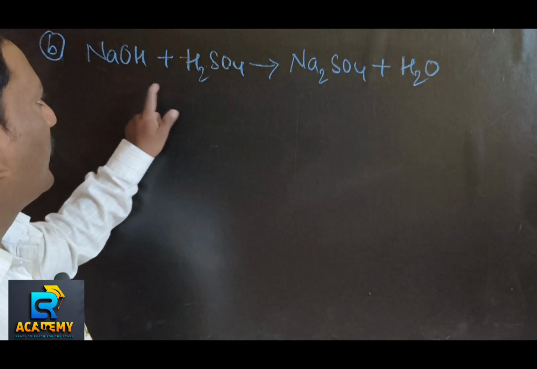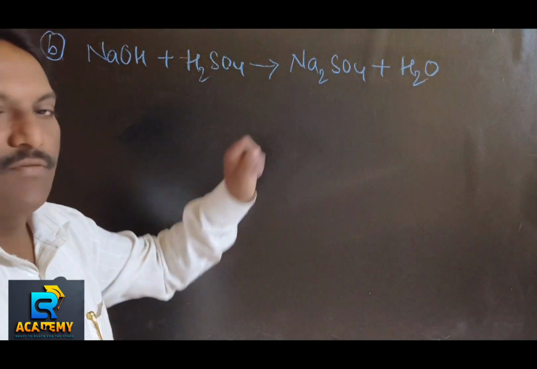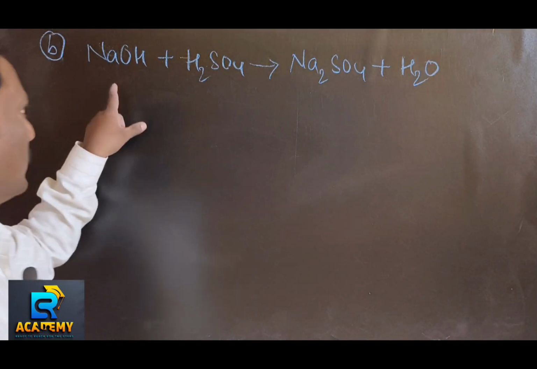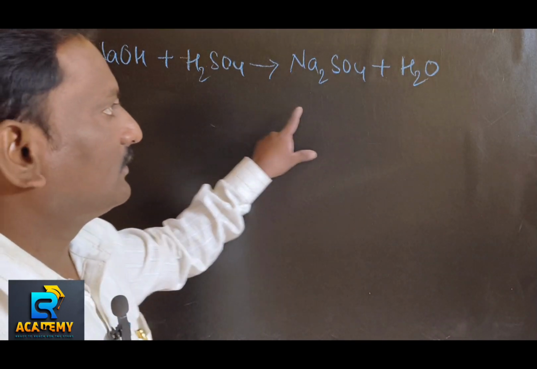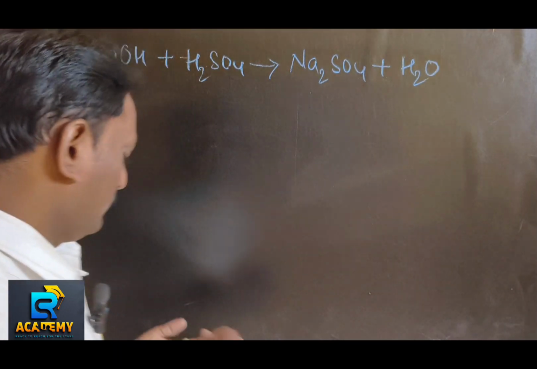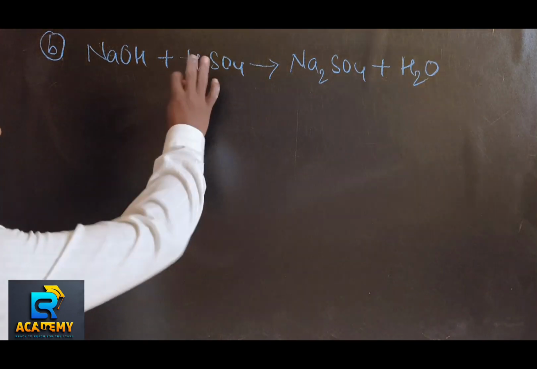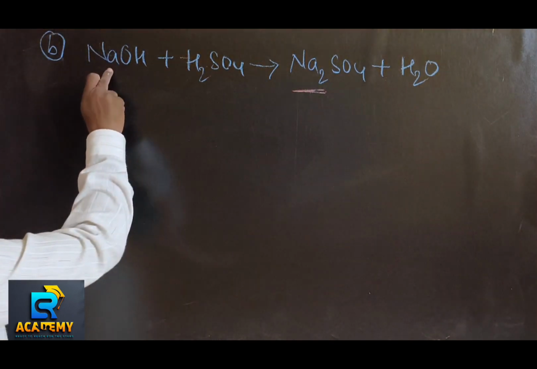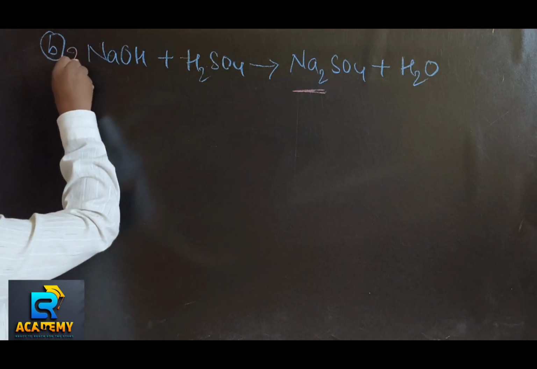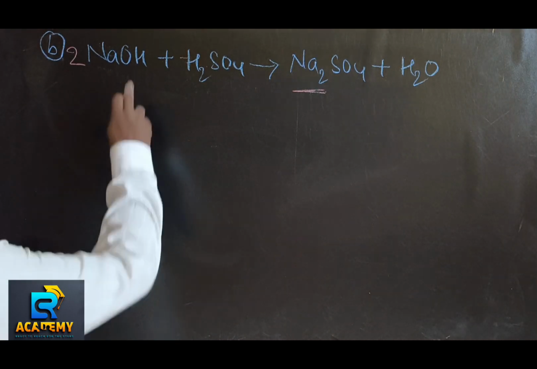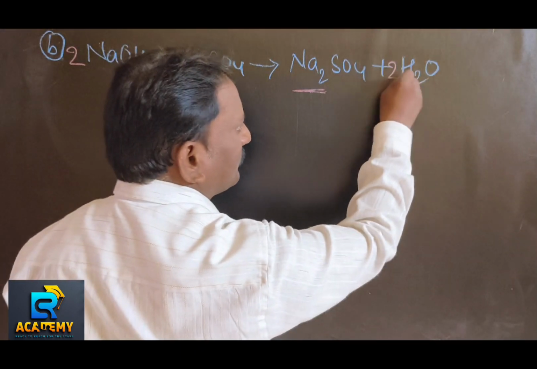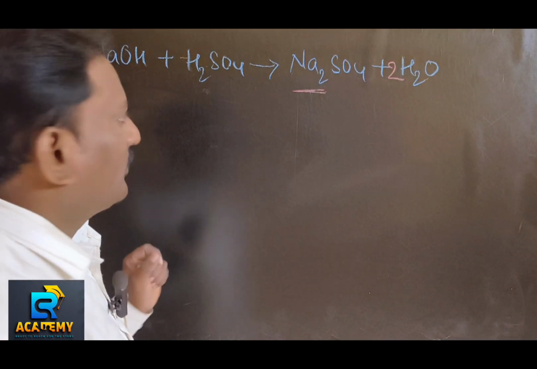B. Sodium hydroxide reacts with sulfuric acid, gives sodium sulfate and water. This is a neutralization reaction, because a base and an acid give salt plus water. Listen to me. Look at this. Sodium atoms are 2. Here sodium atoms 1. So multiply with 2. Hydrogens 2 and 2, total 4, multiply with 2. This is a balanced chemical equation.